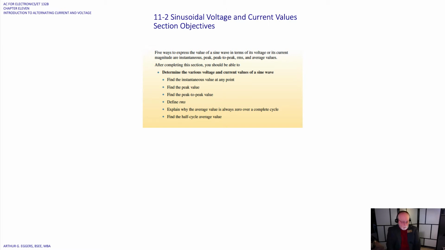First one being RMS, or the root mean square relationship, which is going to require a calculation that we're going to find. And then we're going to explain the average value as always zero over a complete cycle. We're going to see that it uses a little bit of calculus, but the average value across a sine wave is zero. And then we're going to find the half cycle average value.